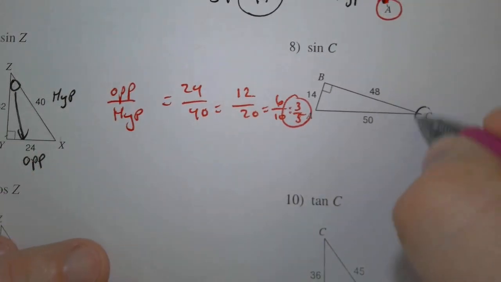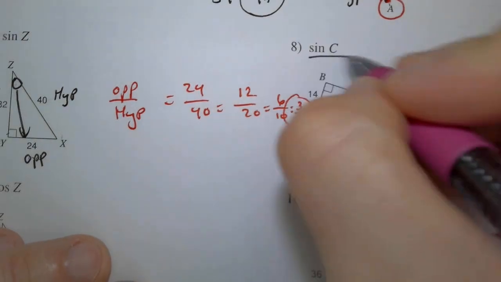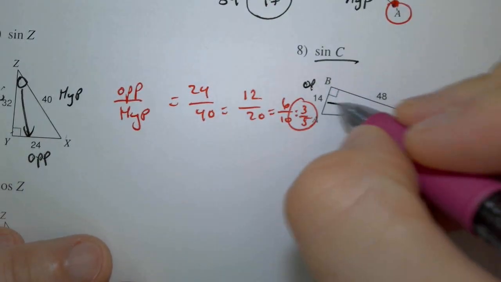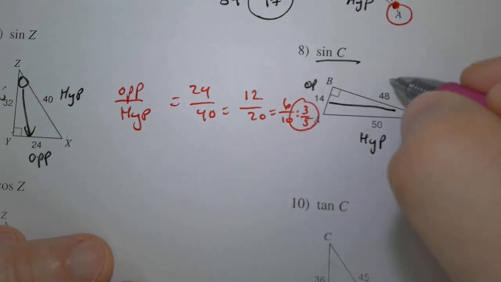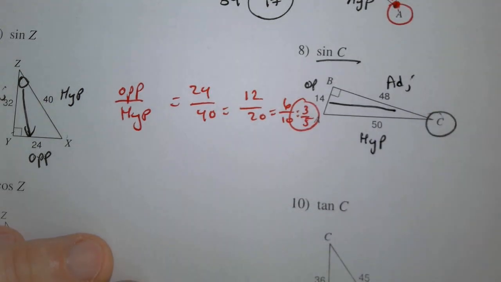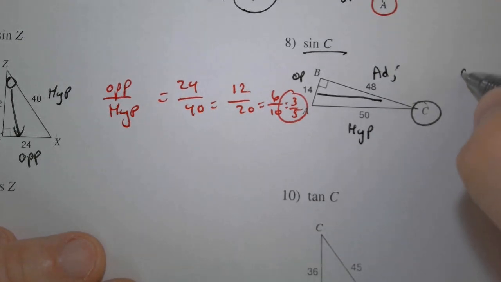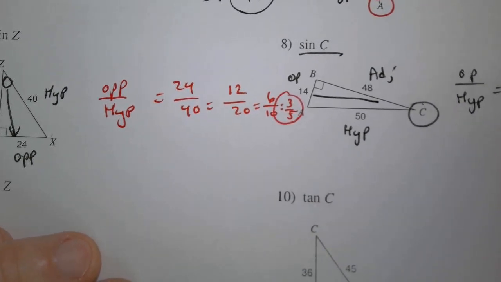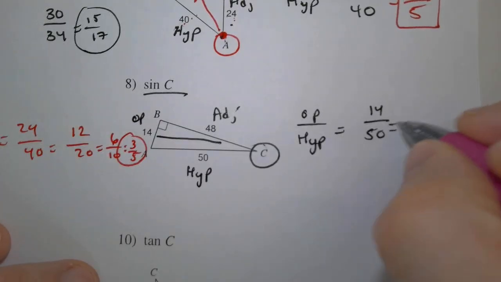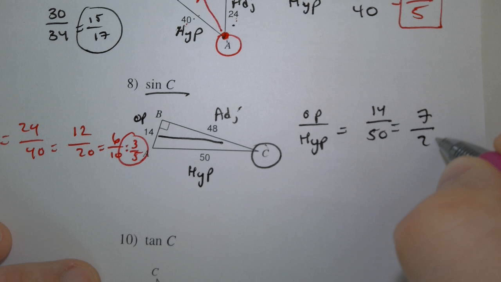Okay, here is our angle C. This would be across from the angle C for the 14. And that means that our 50 is going to be our hypotenuse, and our 48 will be our adjacent. Sine is opposite over hypotenuse, so that's going to be 14 over 50. And I think that the only thing that we can divide both of those by is 2, which makes 7 over 25.